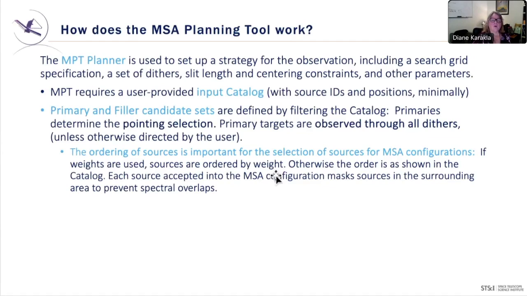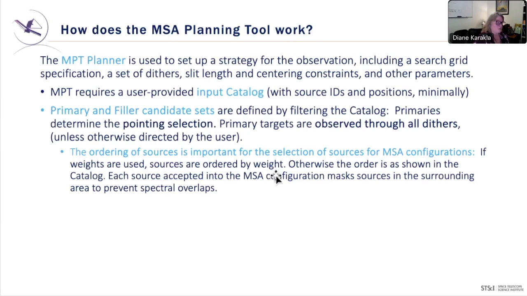And it will work with whatever candidate sets we've defined from the catalog that we select. There's a primary and a filler candidate set that it allows for, and either one of those can be the catalog itself. What I'm going to do is predefine the 7 sources as the primaries, and use the rest of the catalog as the fillers.